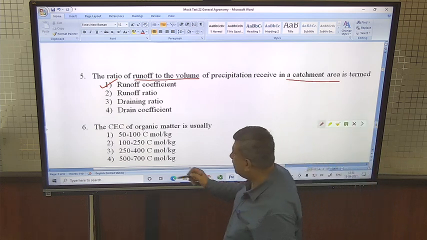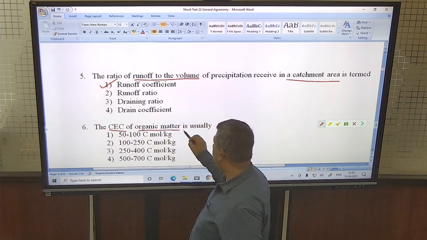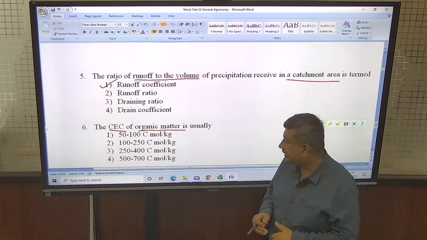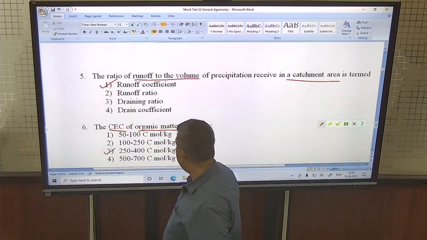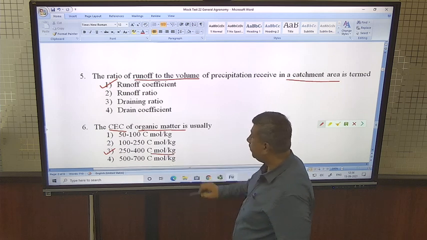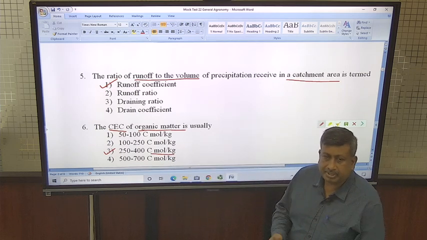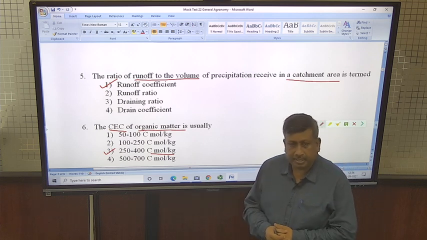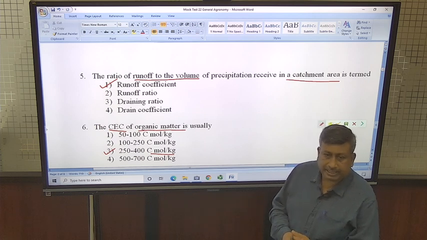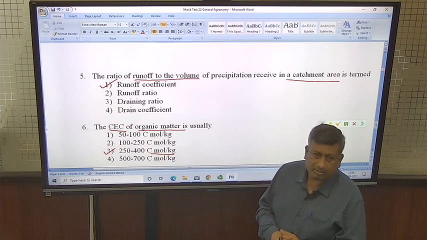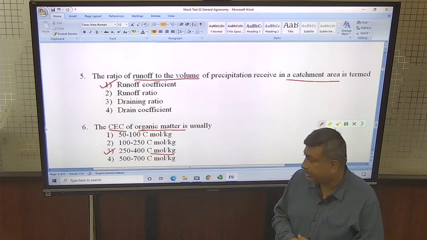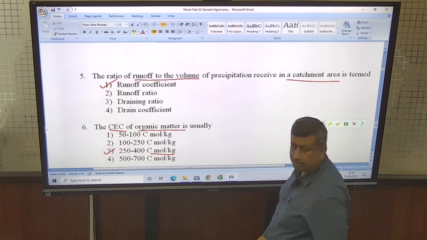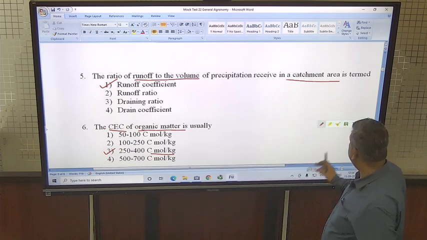This question is generally asked in examinations: cation exchange capacity of organic matter. The CEC of organic matter is very high, in the range of 250 to 400 centimole per kg soil. Sometimes it is asked what the unit is. The older unit is milli equivalent per 100 gram soil, but the new unit is centimole per kg, and both units are equal. 1 milli equivalent per 100 gram soil is equal to 1 centimole per kg. These are the new units used to express cation exchange capacity.